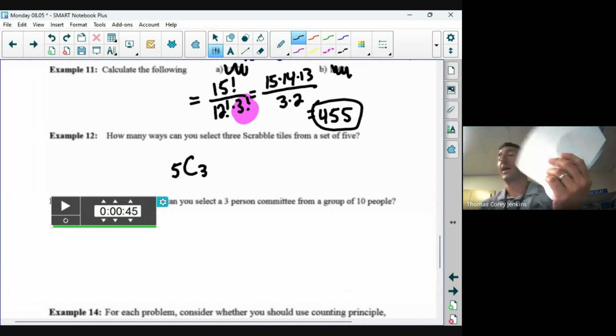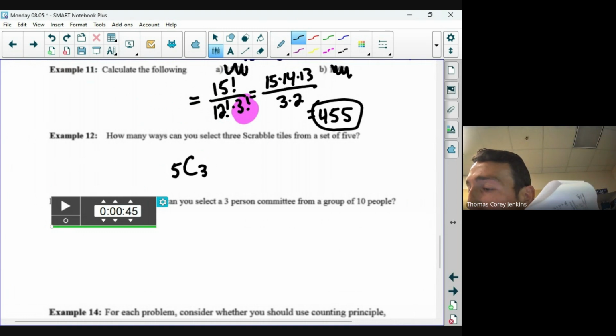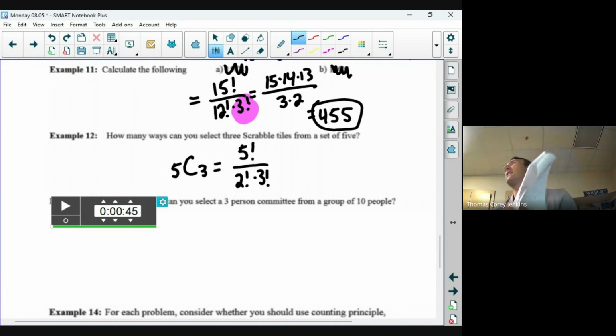If not, how do we work this out? It'd be 5 factorial divided by 5 minus 3, which is 2 factorial, times 3 factorial. Do you have the skill to do it from there? Does anybody know the simplified number? 10. I thought I saw you mouth it. So 10 is correct. Very good.